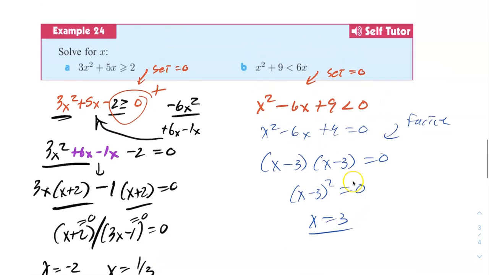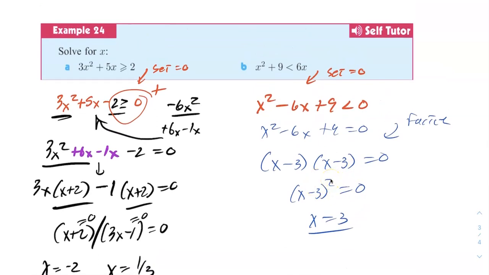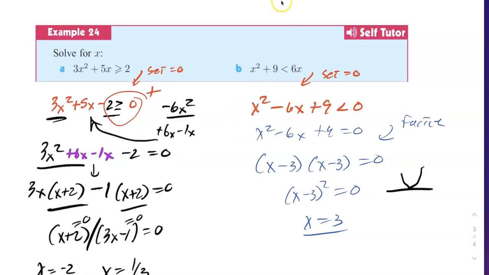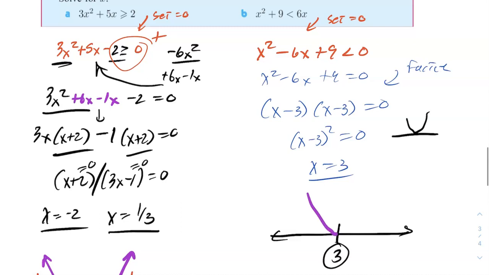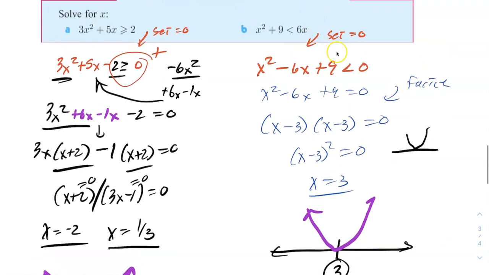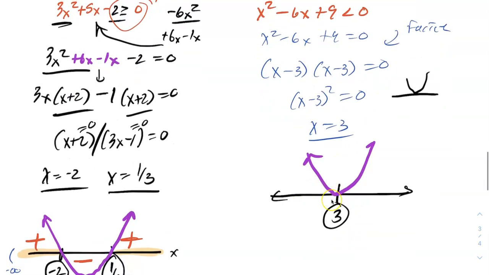But if you remember the graph, when it's squared, it bounces. It should touch your graph and go up, and it's positive because it's a positive x squared. So it's something like this. I want less than 0. This graph is never less than 0, so there's no solution.